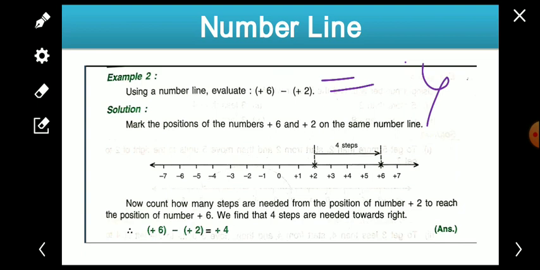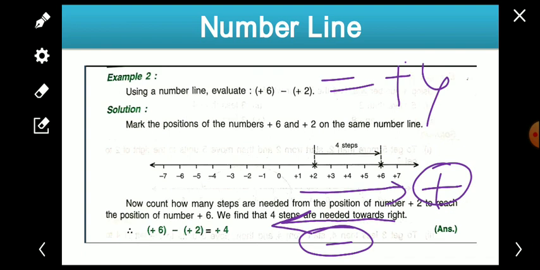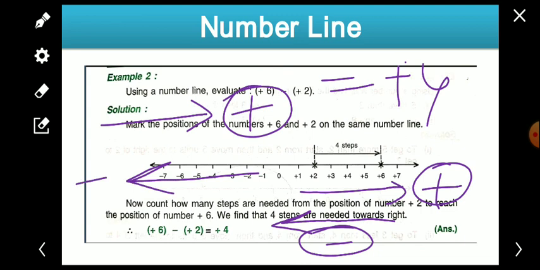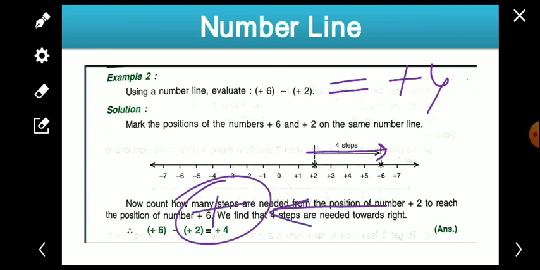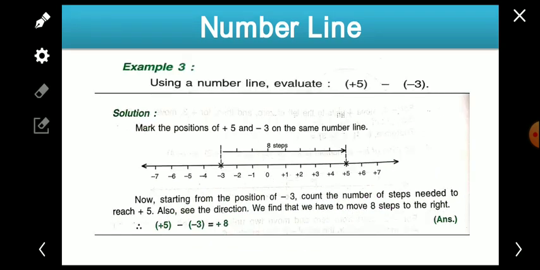If we are moving towards the right, then the sign will be positive. If we move towards the left, then the sign will be negative. I hope that you understood. So here we were moving towards the right, that's why the sign will be positive. So plus 4 will be the answer. If we would have moved towards the left, then the sign would have been negative.